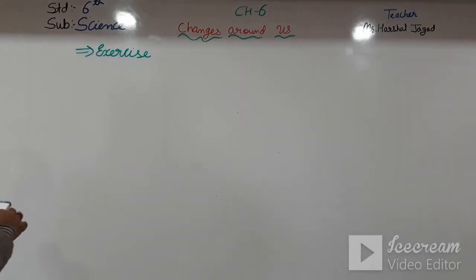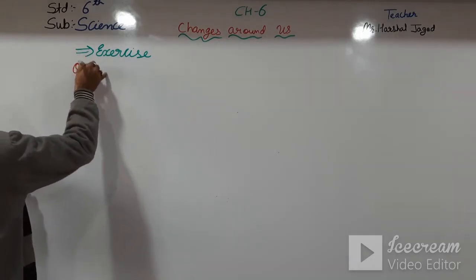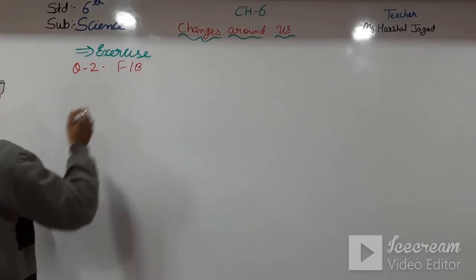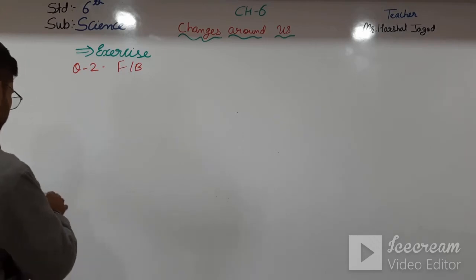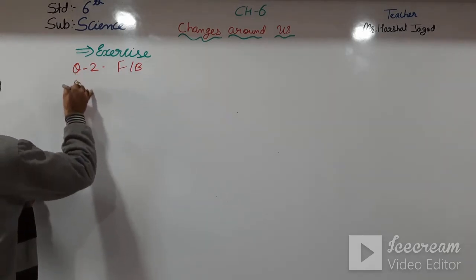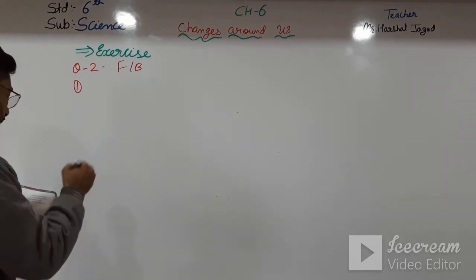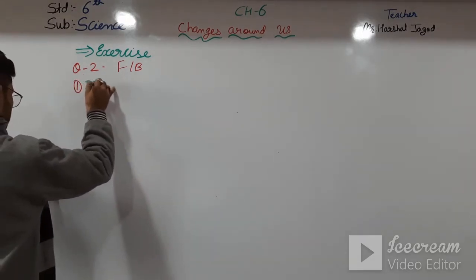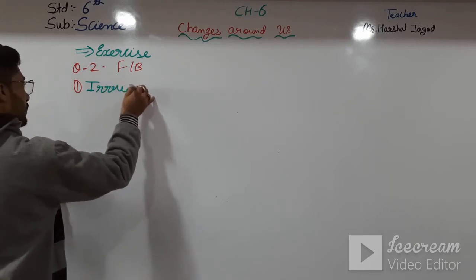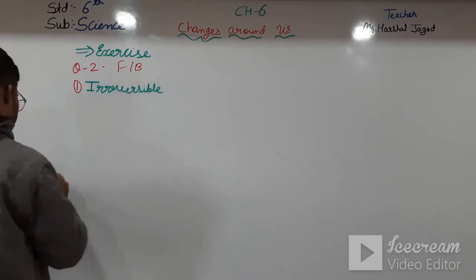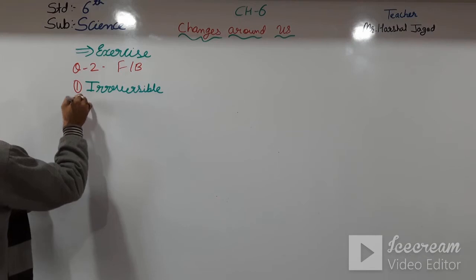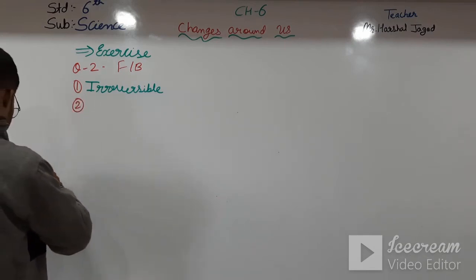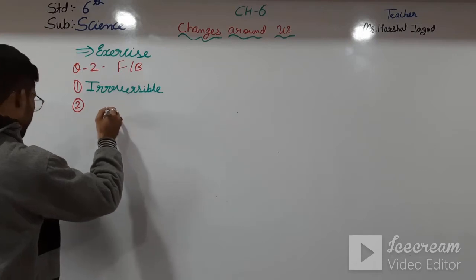Exercise question number 2, that is fill in the blanks. First one: changes that cannot be reversed are called dash changes. Changes that cannot be reversed are known as irreversible changes. Second one: growing up of a baby is an example of dash, so that is also irreversible change.